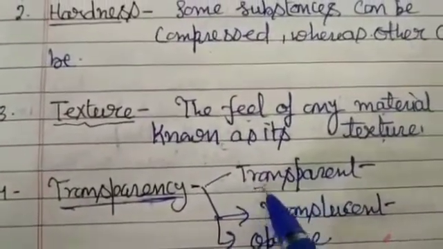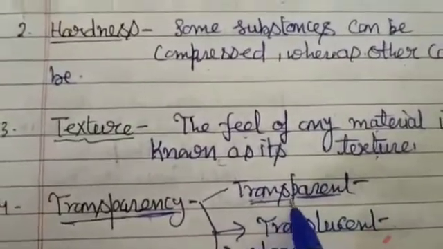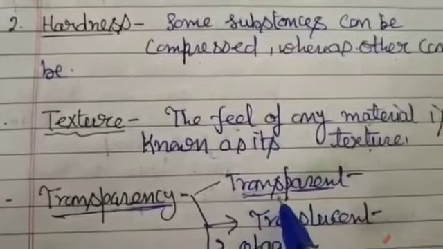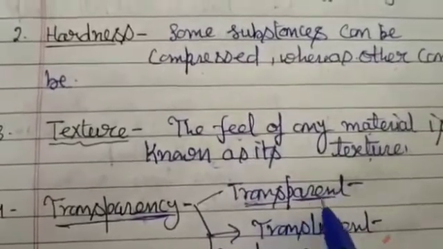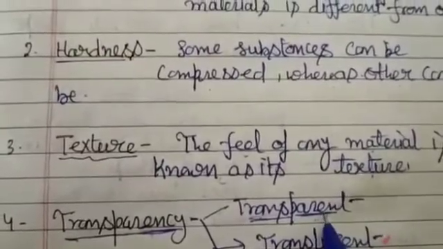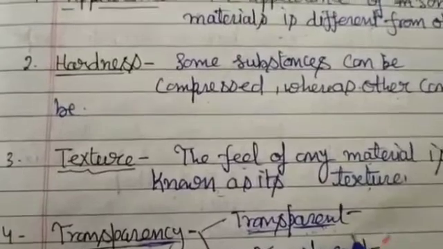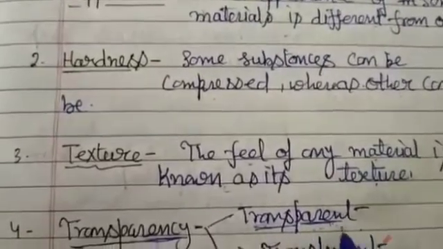First of all, transparent materials. You know very well about transparent materials. Objects that allow light to pass through them completely. Light passes through them completely, beta. You can say transparent materials. Examples: glass, air, and clear water are some examples of transparent materials.